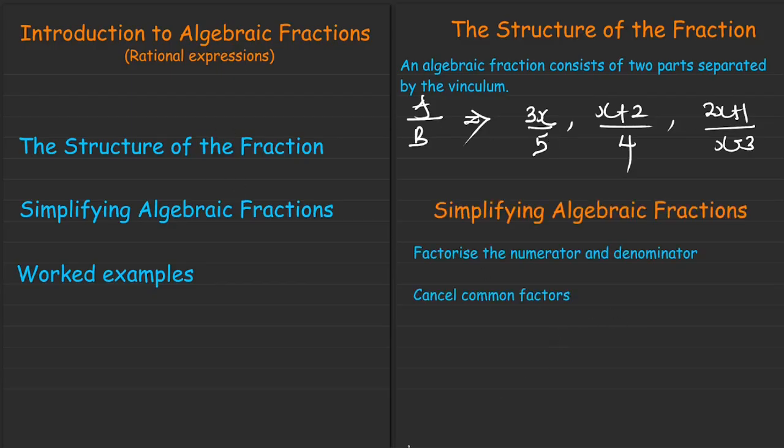So when it comes to simplifying algebraic fractions, this is actually where we'll be applying the factorizations that we learned earlier in this playlist. So the first thing you need to do is to factorize the numerator and the denominator. You factorize what? The numerator and the denominator. That is, if there's room for factorization, you have to do that. After factorizing, you then cancel out the common factors.